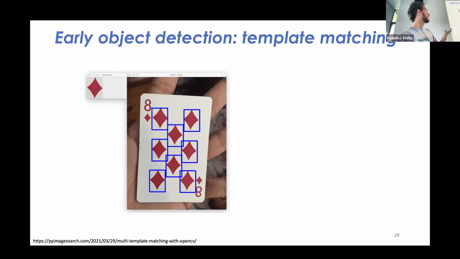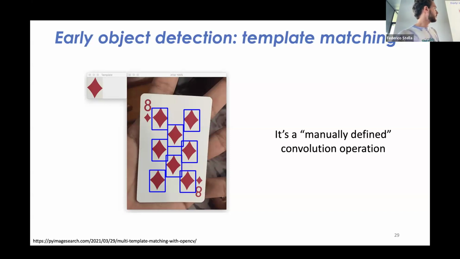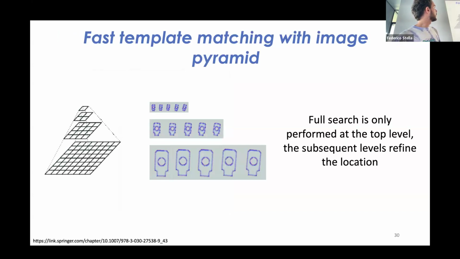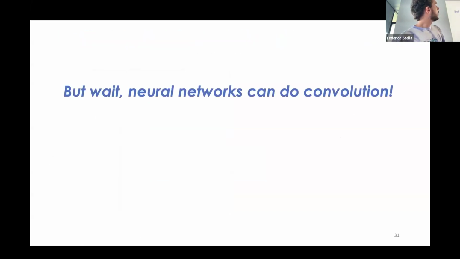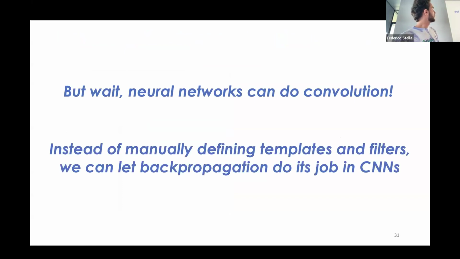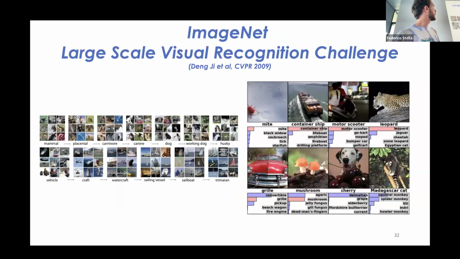Okay, so what if the object is rotated? We cannot find it like this. What if the object is tilted or slightly different or a different color? It becomes really hard really quick. So what it is, it's just a manually defined convolution operation. So again, it's not particularly interesting. We know neural networks can do convolution, and they can learn the convolution instead of us doing it. Why do we have to handcraft stuff? So let's let neural networks learn the convolution by themselves to find some interesting information in the image.